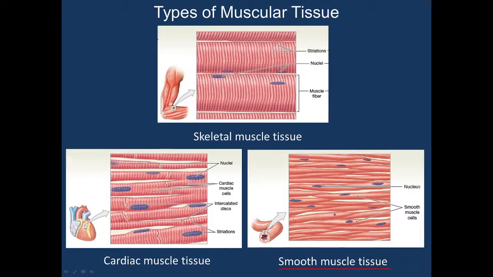If you see, here are no striated lines. The action of smooth muscle tissue is usually involuntary, as well as cardiac muscle tissue. So these two types are involuntary, but skeletal muscle tissue we can control. We can control and act by our brain.